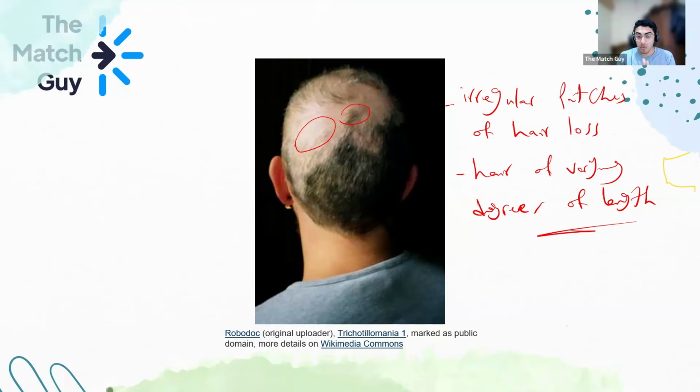So this is how we differentiate it from alopecia areata, for example. In alopecia areata, we had well circumscribed patches of hair loss. You won't find any hair in these patches, okay? You won't find any hair. But in case of trichotillomania, we will have irregular patches, and even in these patches, you might have some hair, but at varying degrees of length. Is that clear, everyone?